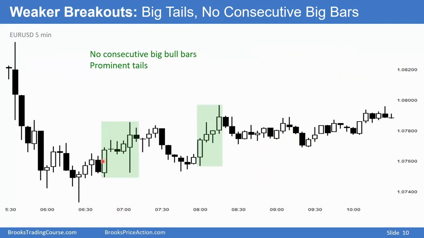Here we have a bull breakout here, another bull breakout here, prominent tails, the absence of consecutive big bull bars closing on their highs, and we're still below the top of the bear breakout. This looks like a bull leg in either a trading range or in a bear flag. We're trying to get a second leg up, decent bull bar, but look at this, the follow through, a pair of dojis, and then another bull breakout, but big tail followed by a bear bar. This looks like a weak breakout, probably a bull leg in a trading range or in a bear flag.